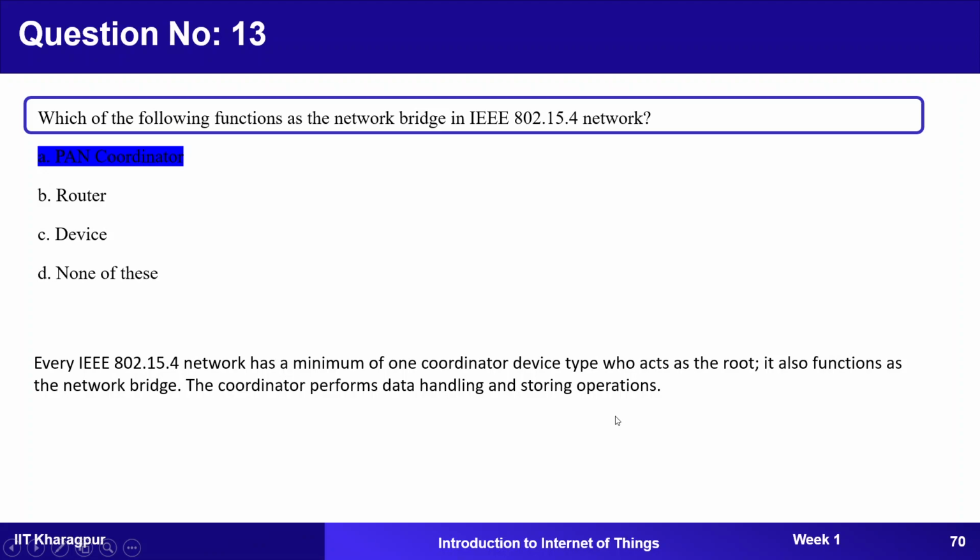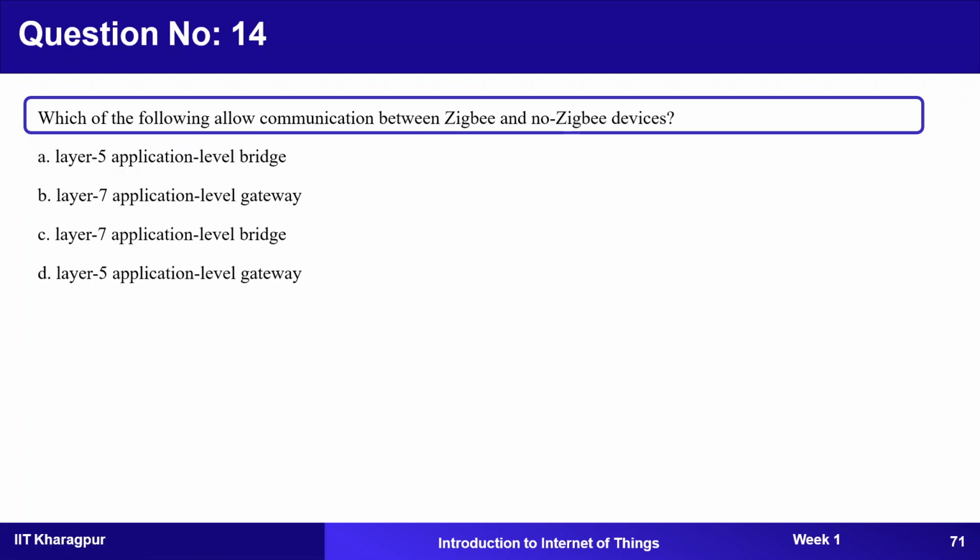Now the next question is: which of the following allows communication between ZigBee and non-ZigBee devices? Options are layer 5 application level bridge, layer 7 application level gateway, layer 7 application level bridge, and layer 5 application level gateway. Anyone?